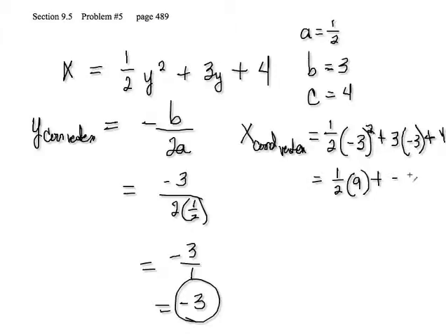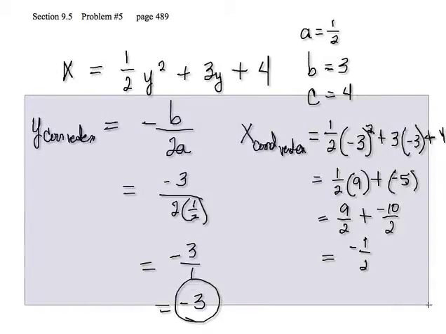Isn't that going to be -5? So it's going to equal 9/2 plus -5. -5 is the same as -10/2, and so really what I get here, when y is -3, x is -1/2. So there's the vertex right there. It's going to be -1/2, -3.